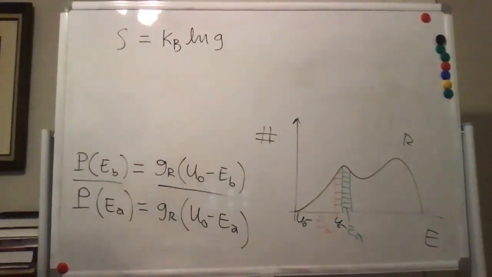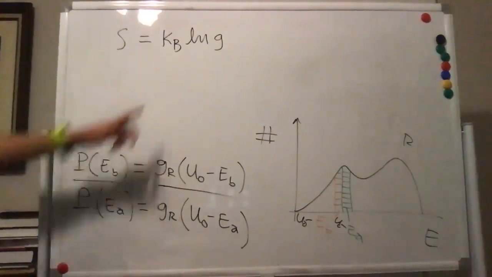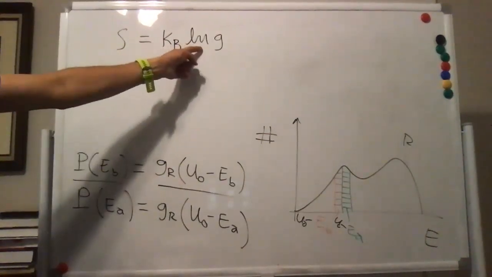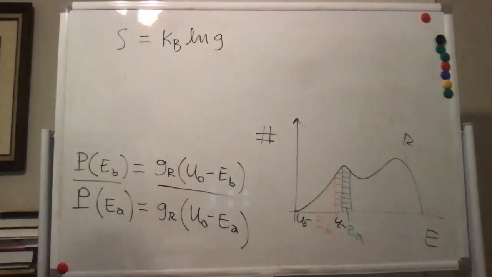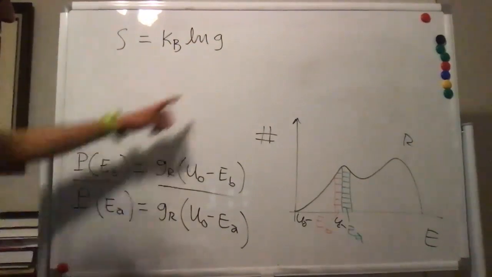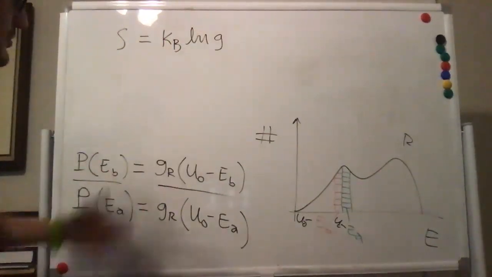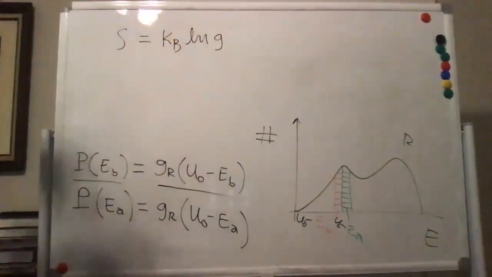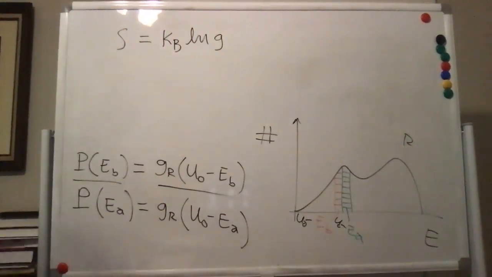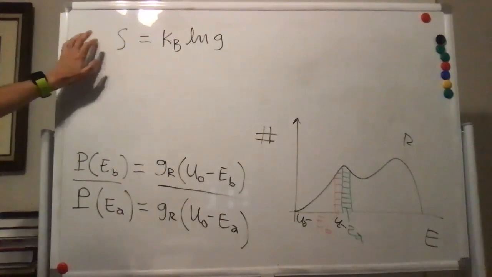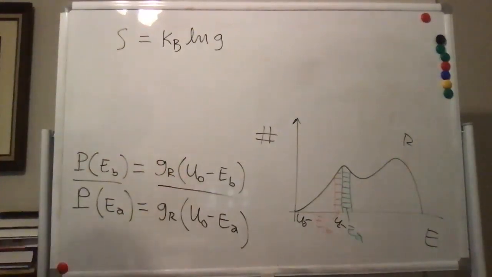Well, the entropy is the natural log of the number of states that are available to the system times Boltzmann's constant. So this is just a constant. The natural log is going to have all the properties of log. If you add G plus K, the log of the product is equal to the natural log of G plus the natural log of K. So the entropy is really just the number of states that are available. It's just counting.